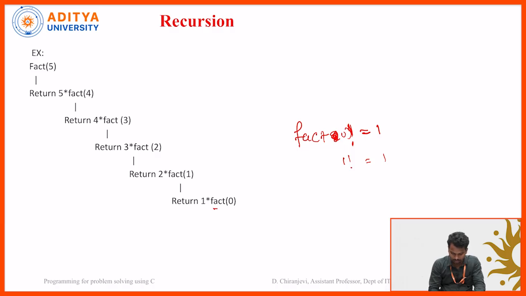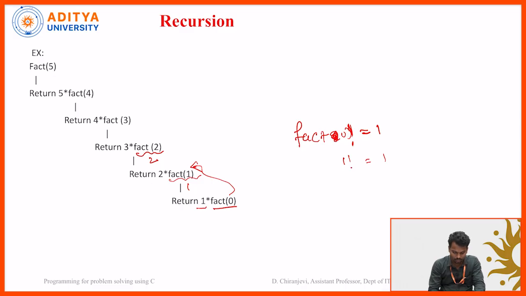So this factorial of 0, whom will it return to? It returns to where you called it from. Factorial of 1 returns 1 into factorial of 0. So factorial of 0 returns 1 to factorial of 1, and it computes 1 into 1, which it returns to factorial of 2. Now factorial of 2 gets 2 into 1, so this value will be 2.